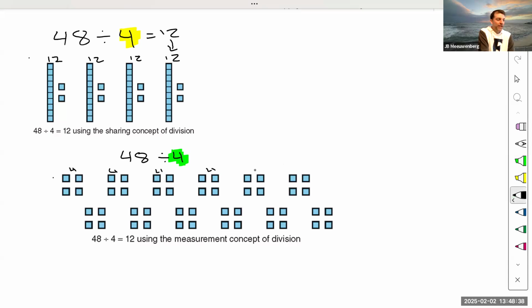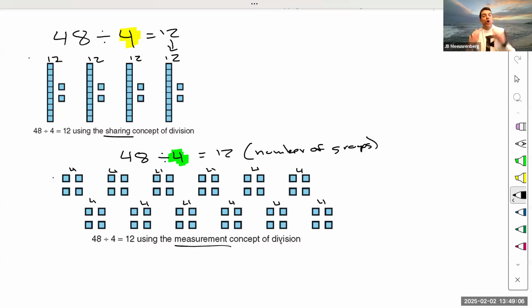So we took our 48 and we separated it into groups of 4, not 4 groups, but groups with 4 units in it. And then we counted how many there were, right? So the 12 is the number of groups in this case. And that's the measurement concept, right? So this is an example of the sharing concept. This is an example of the measurement concept. And I hope that you're now starting to see the difference between those two. Even though they give you the same answer, they're telling you something different about the scenario.